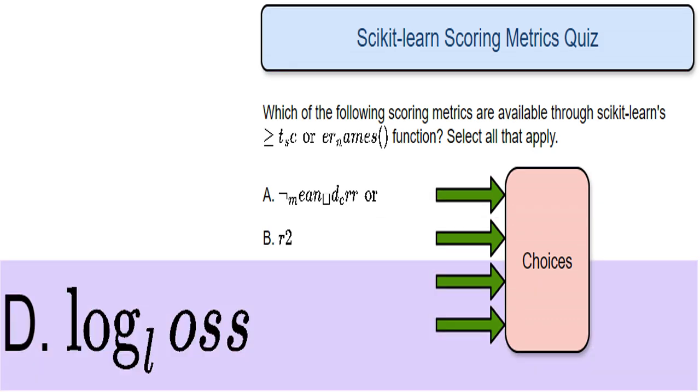This metric is used in classification tasks, particularly when dealing with probabilities. It measures the uncertainty of the model's predictions, penalizing confident incorrect predictions more heavily. A lower log loss indicates better performance.